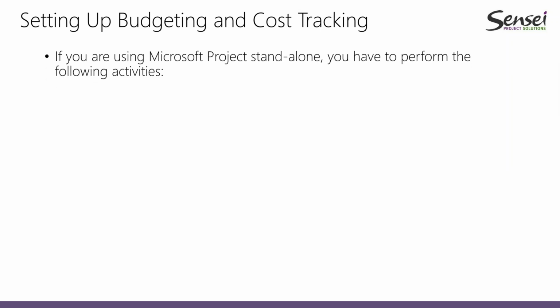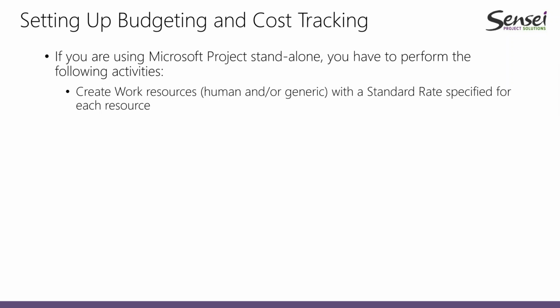So in order to do this, we have a couple of steps, and I wanted to share some of those steps with you before we go into a live demonstration. So the first thing is, if you are a project manager using Microsoft Project standalone, you have to perform a couple of activities. First, you need to create your work resources, which can be either human or generic, and you have to specify a standard rate for them.